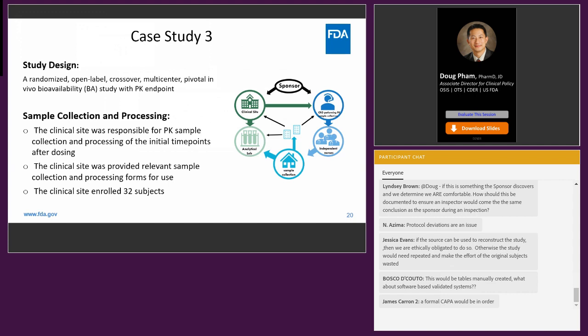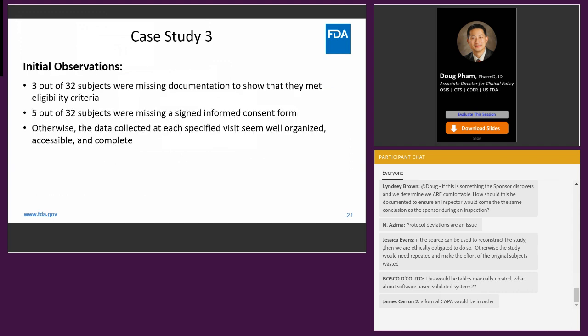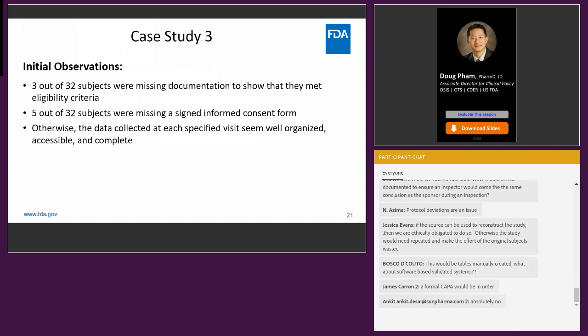Okay, for our final case study, we're going to take the same setup. You've got a BAA study with PK endpoint, and your clinical site is responsible for PK sample collection and processing at the initial time points. For this case, we have different initial observations. First, 3 out of 32 subjects are missing documentation to show that they were eligible to be enrolled in the study. Second, 5 out of 32 subjects are missing signed and completed informed consents. Otherwise, everything else looks good.